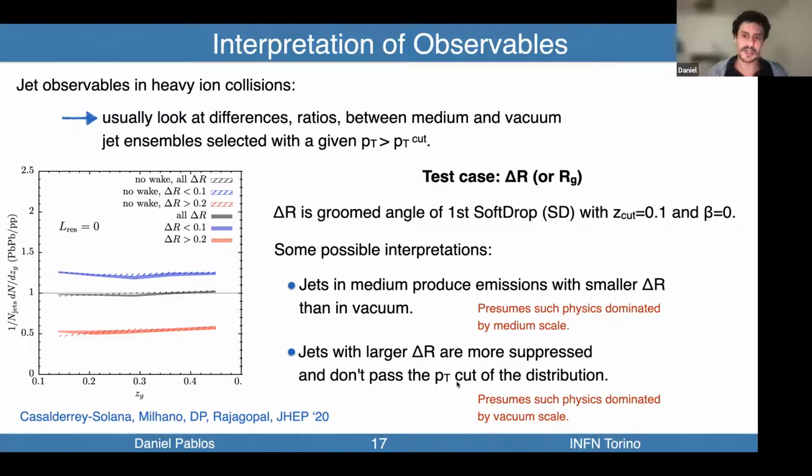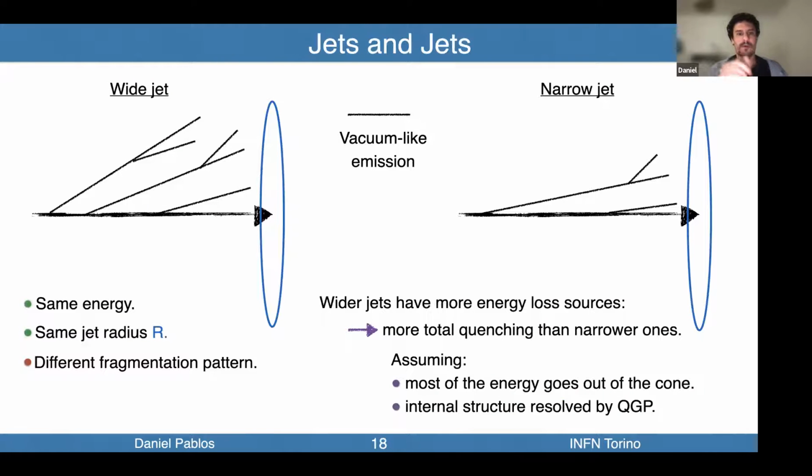This is the most plausible interpretation, and one can understand it in the following way. If you have two jets that have the same energy, defined with the same jet radius R, but with a different fragmentation pattern, it's much more likely that this object, once you put it in the medium as it is already developed in this picture, will suffer more quenching than this other object. And this is, of course, assuming that most of the energy goes out of the cone. If you have some kind of collinear emissions that broaden the jet, then this wouldn't be true.